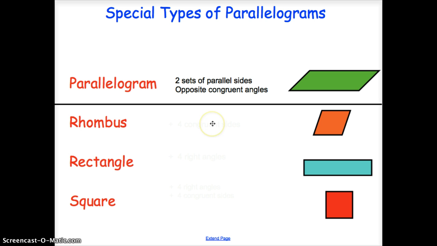The additional piece that we can add with the definition of a rhombus is that we know that it's a parallelogram with four congruent sides. A rectangle is a parallelogram with four right angles, and a square holds both properties of four right angles and four congruent sides.